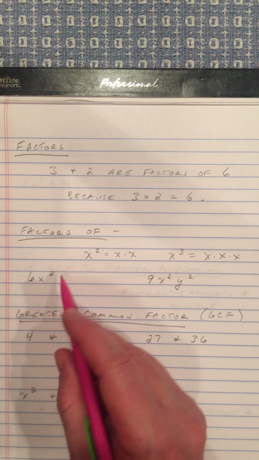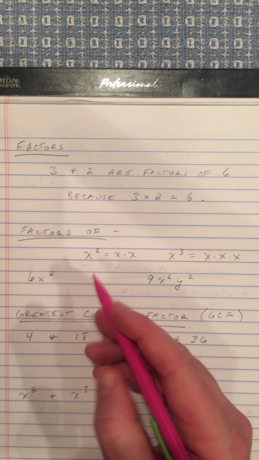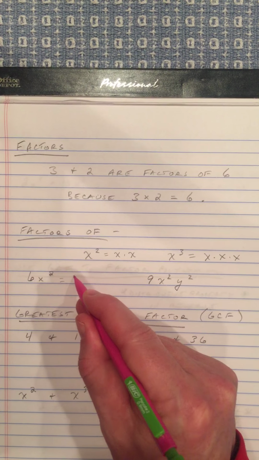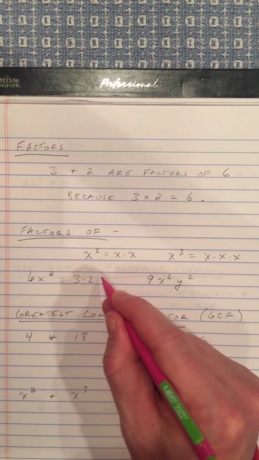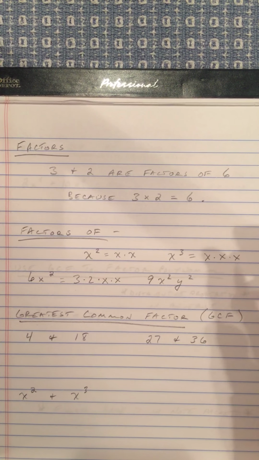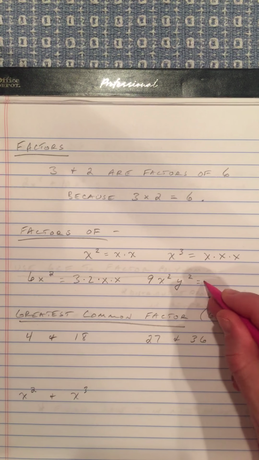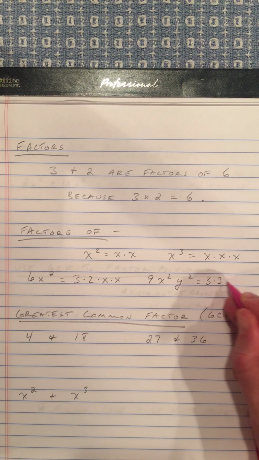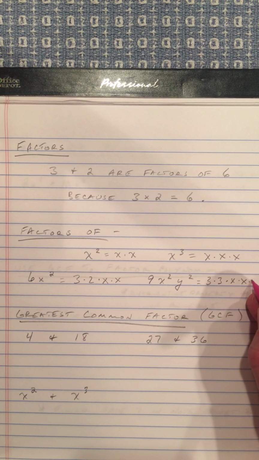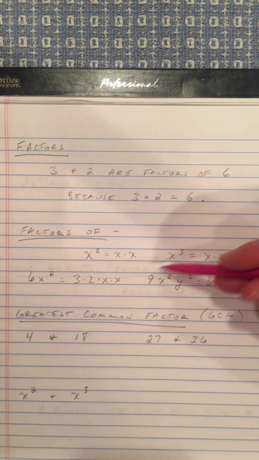So if I want to think about factors of this monomial that has a coefficient and a variable component, 6 can be broken into 3 times 2, and then the x squared can be broken into x times x. Or this one, 9x squared y squared. How can I break that apart? Well, 9 is broken into 3 times 3, x squared is broken into x times x, and y squared is broken into y times y. So this would be all the factors of this monomial.